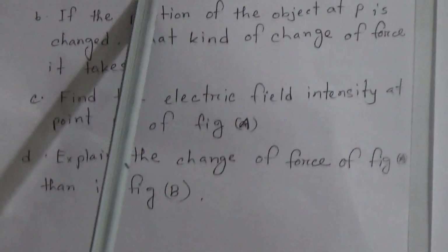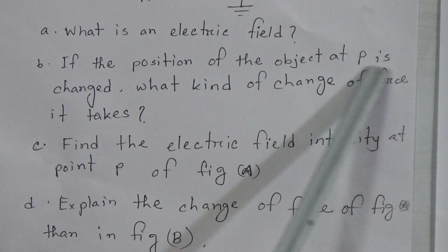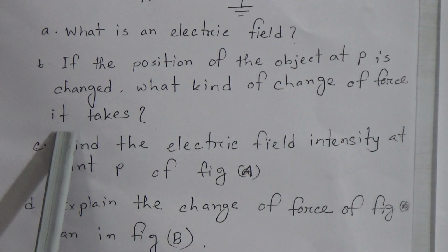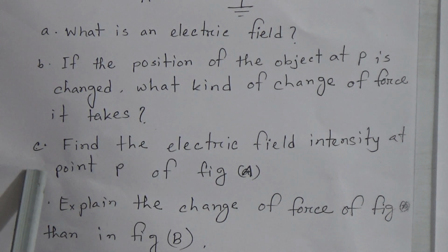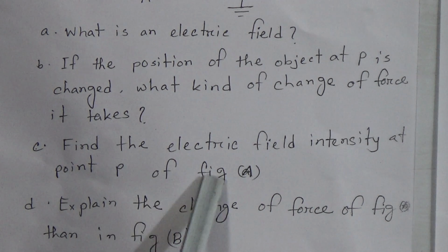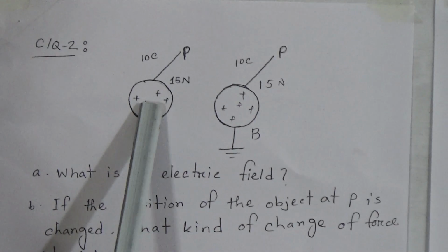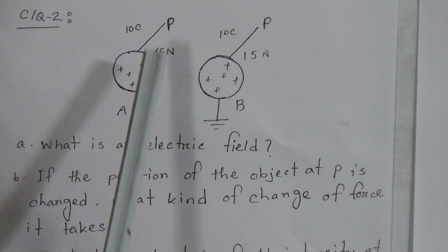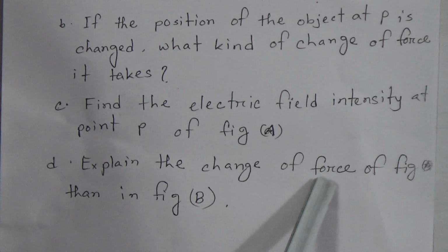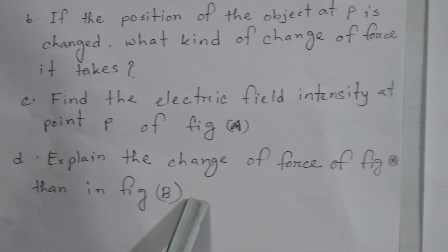Now come to the questions. Question number A, what is an electric field? Question number B, if the position of the object P is changed, what kind of change of force does it take? Question number C, find the electric field intensity at point P of figure A. Question number D, explain the change of the force of figure A then in figure B.